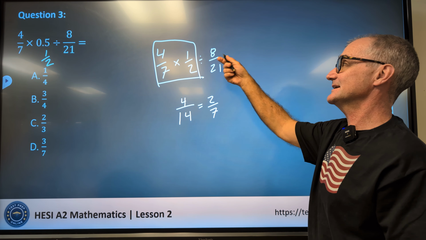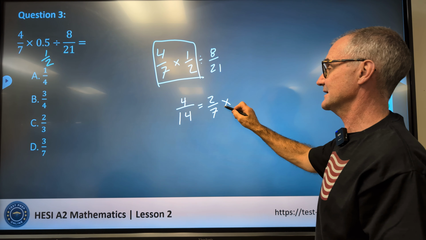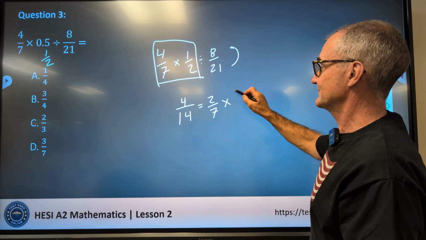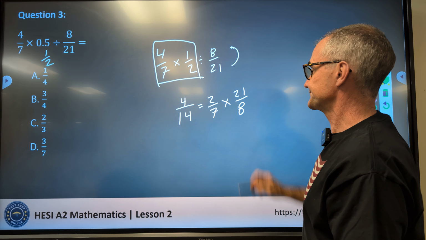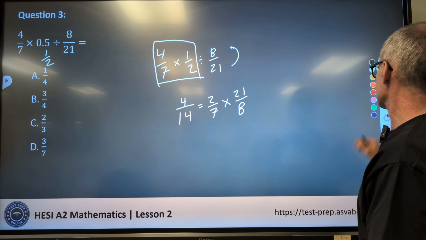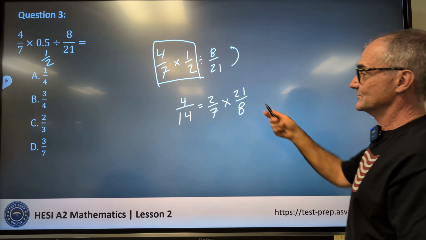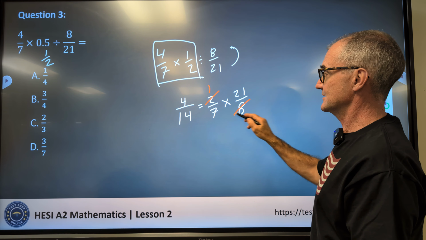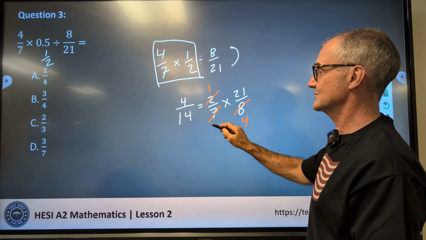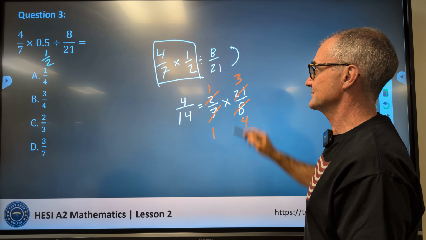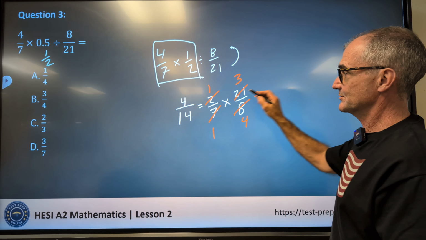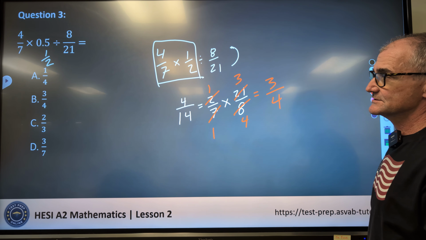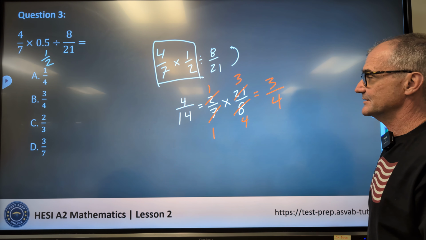The way I divide fractions is I multiply by the reciprocal. So I divide fractions by multiplying by the reciprocal. I flip that thing over to get 21 over 8. So there's my problem right there. So I have 21 over 8. I'm going to reduce. 2 will go into here once, 2 goes into here 4 times. 7 goes into here once, 7 goes into here 3 times. I've reduced it. Multiplication across the top, 3. Multiplication across the bottom, 4. 3/4. Correct answer, answer B right there.